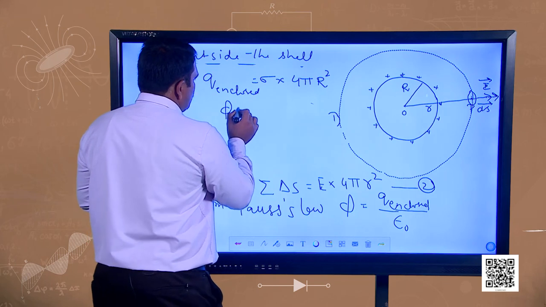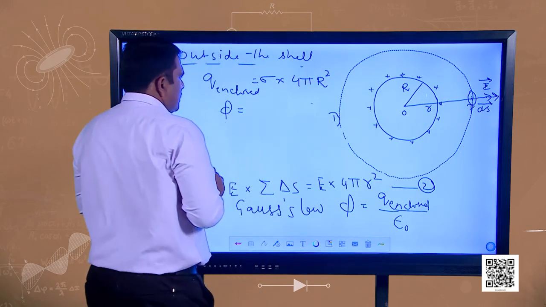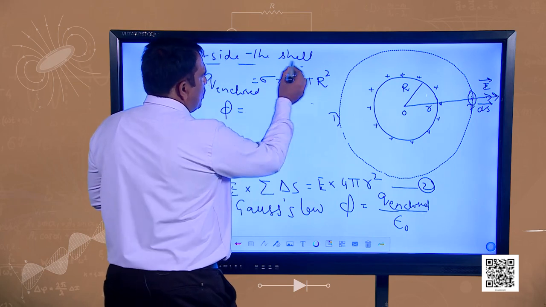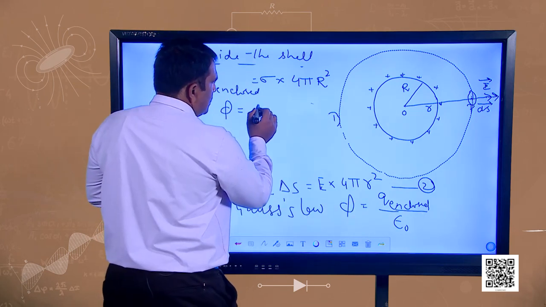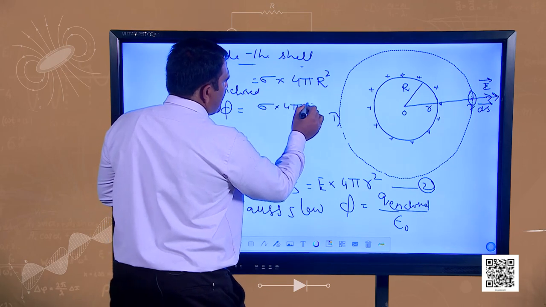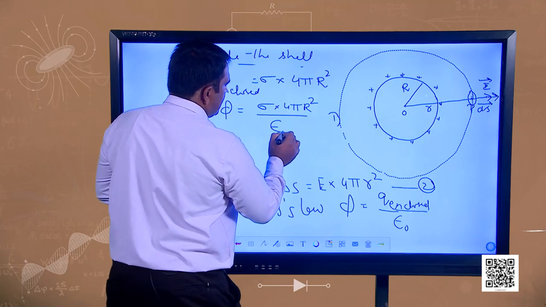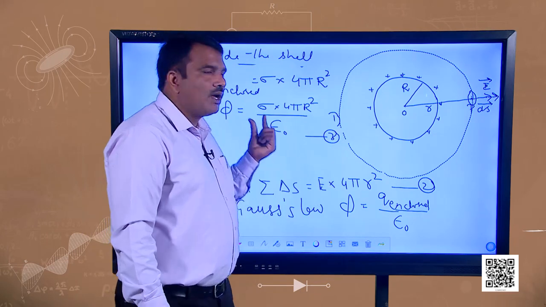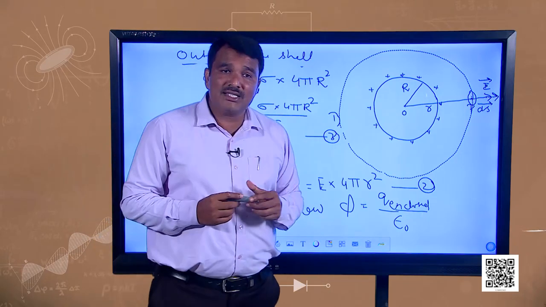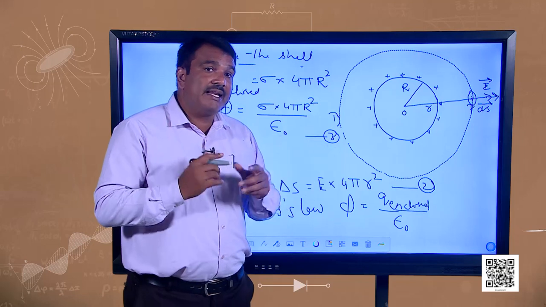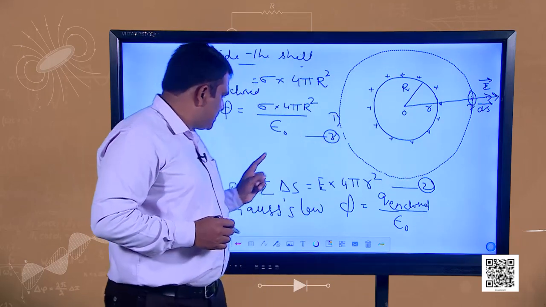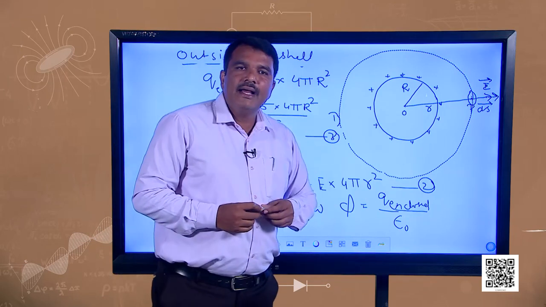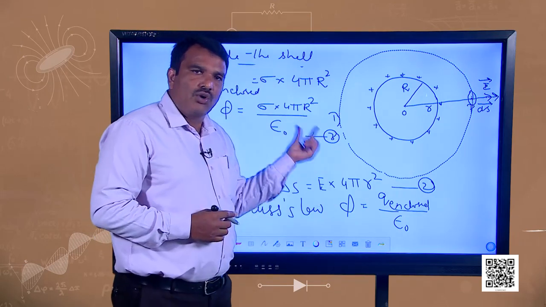So the total flux passing through this Gaussian surface with the help of Gauss's law can be written as, by putting the value of this charge enclosed in this formula, sigma multiplied by 4 pi R square divided by epsilon naught. We can give it equation number 3. So we have found out electric flux using the general formula of flux by summing over the flux of all the area elements which has been cut from this Gaussian surface, which was E into 4 pi small r square according to equation number 2. And now we have found out electric flux using Gauss's law.